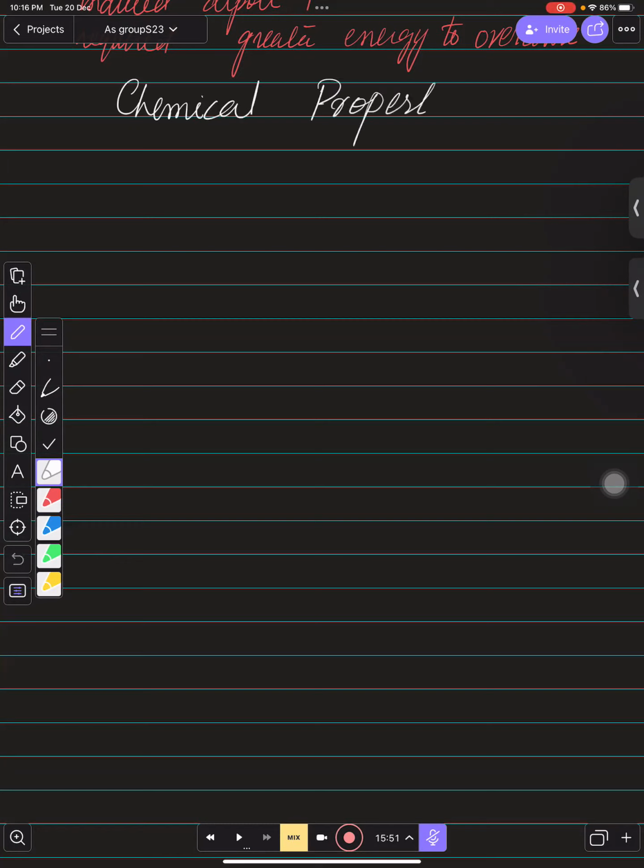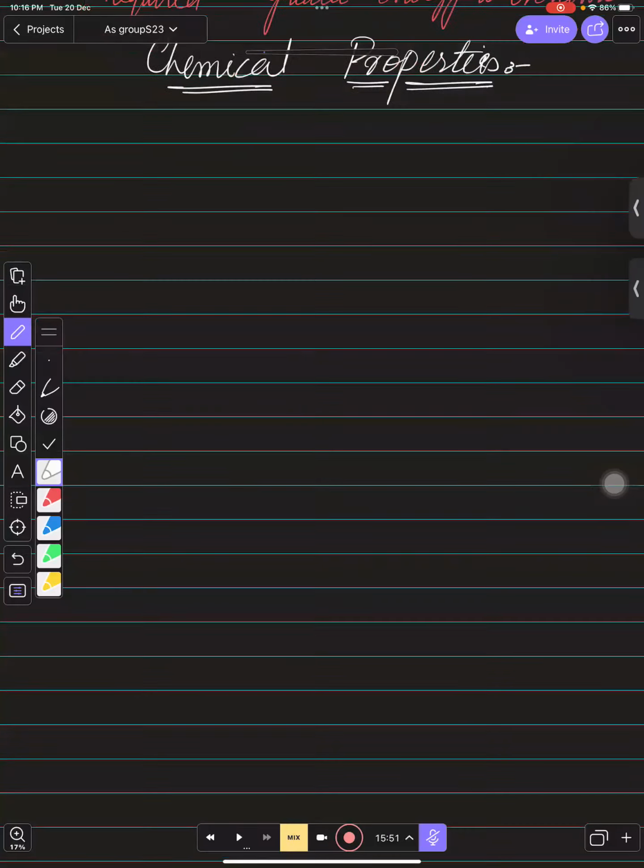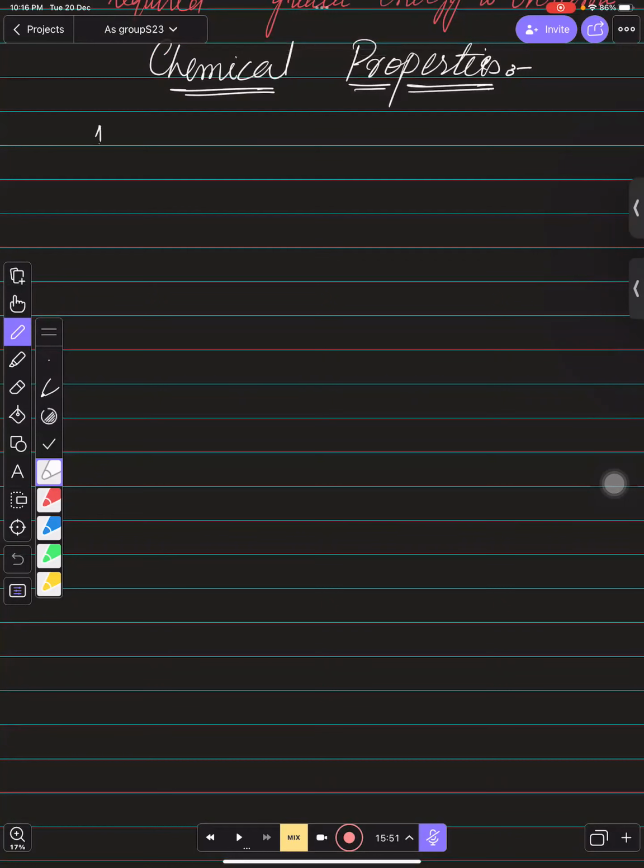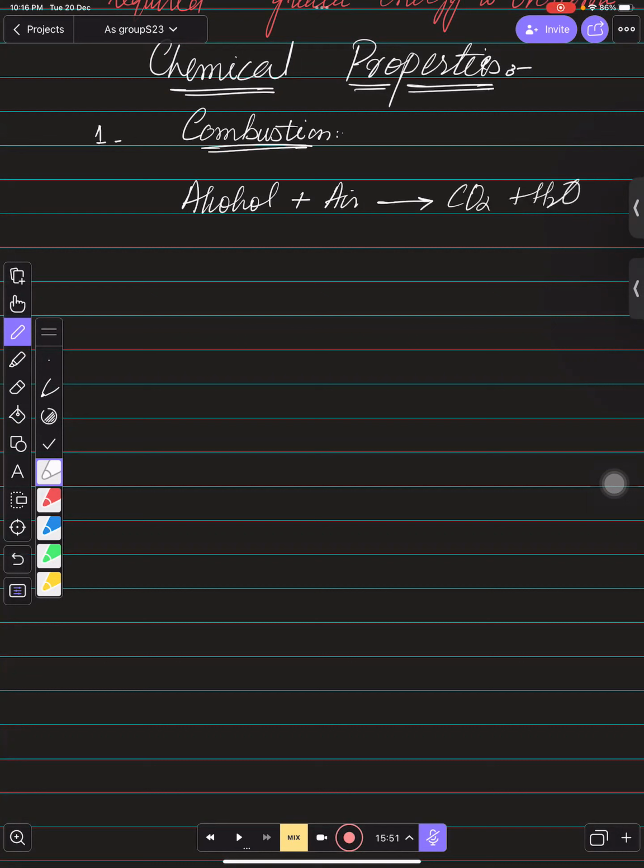Chemical properties of alcohol, right? In chemical properties, you just need to keep in mind the very first chemical property of alcohol is that it can be used as fuel. The very first chemical property is combustion. So alcohols can be combusted in the presence of air, and they will produce what? Carbon dioxide and water. Again, same product that we were having in alkanes and in alkenes.